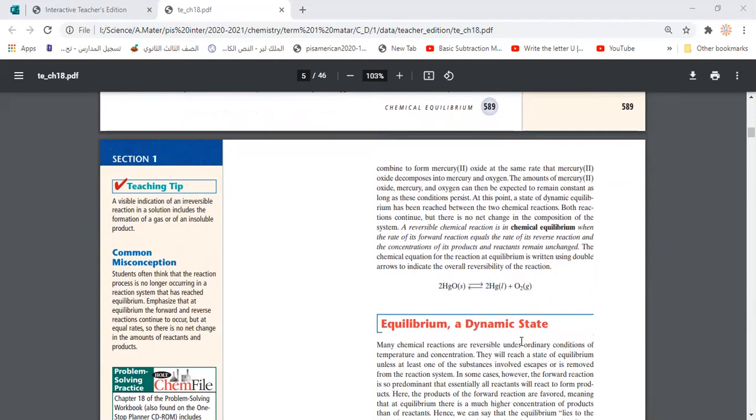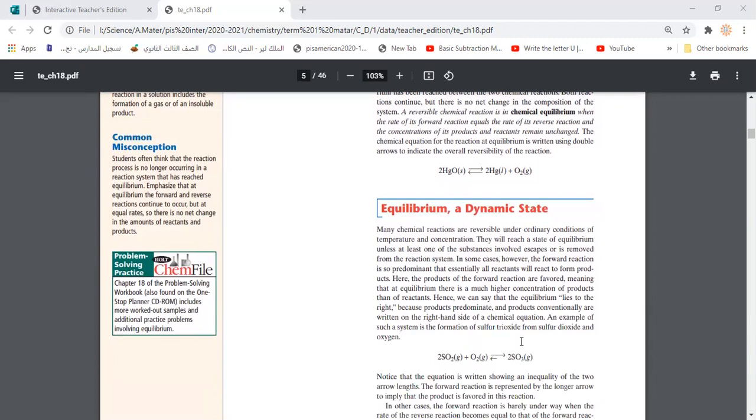So let's see something here. That means that in equilibrium, the two sides, the forward reaction and the reverse reaction, are always working at the same rate. Actually, it's not like that. Sometimes we could find that the rate of one reaction is somehow faster than the rate of the other one.